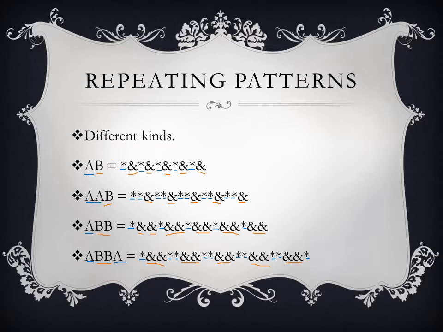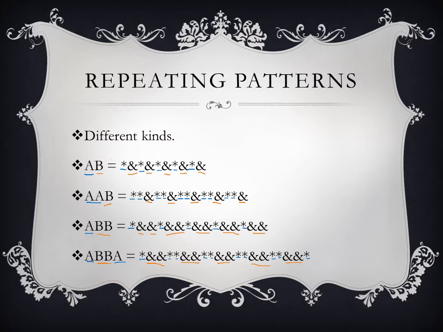So what repeats in our pattern is the star star and sign. So we say it star star and sign, star star and sign, star star and sign, star star and sign, star star and sign. Okay? Or in other words, AAB, AAB, AAB, AAB, AAB.